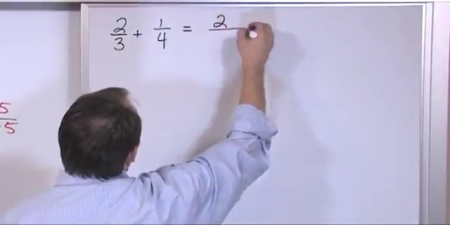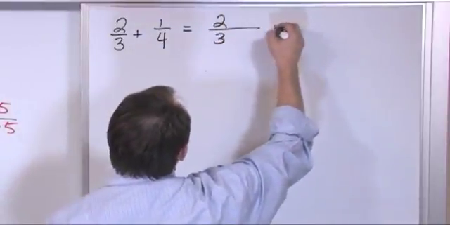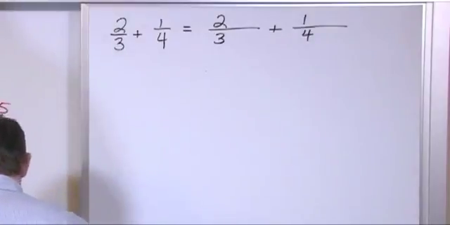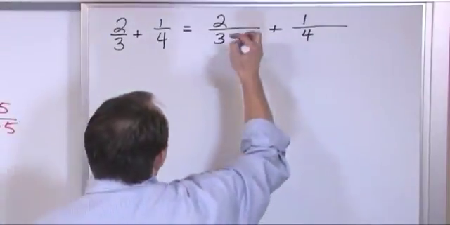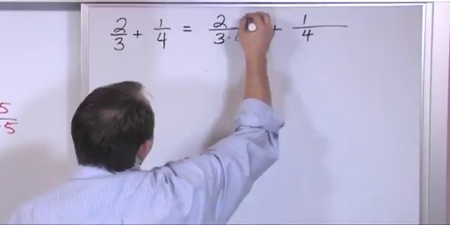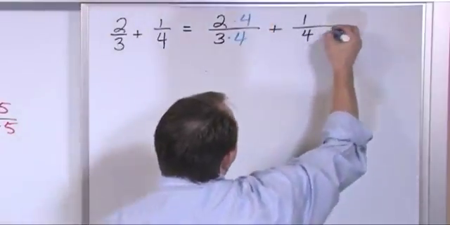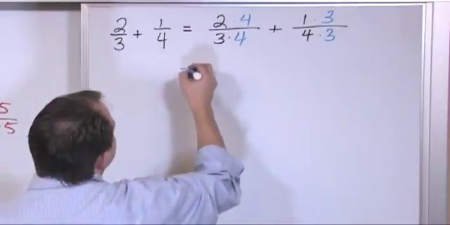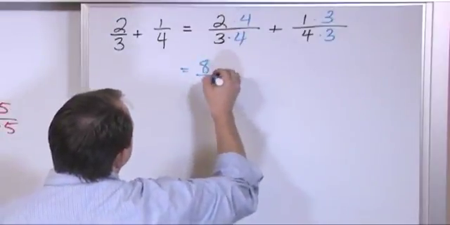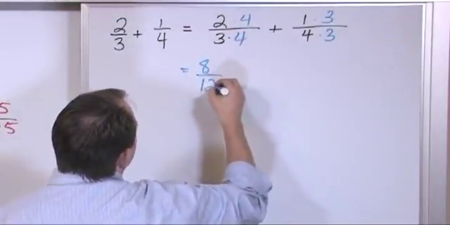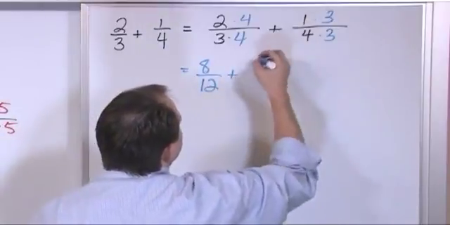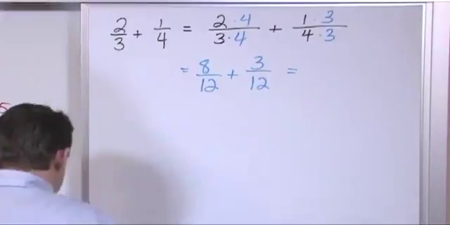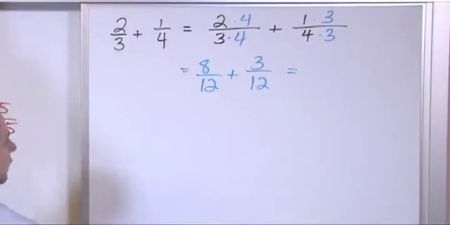So let me write my fractions in a way that I can kind of mess with them a little bit, like this. All right, I can take this fraction, multiply it by 4 in the top and the bottom, and I can take this one and multiply it by 3 in the top and the bottom. So what I'm going to have is 2 times 4 is going to give me 8, 3 times 4 is going to give me 12. 1 times 3 is 3, 4 times 3 is 12. So I'm going to have a common denominator of 12, which is what I wanted.